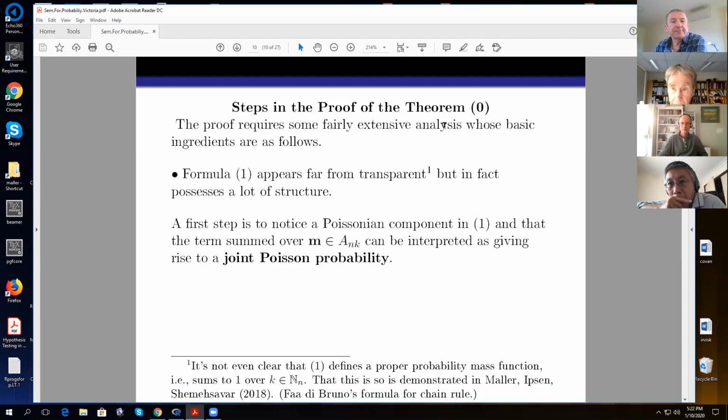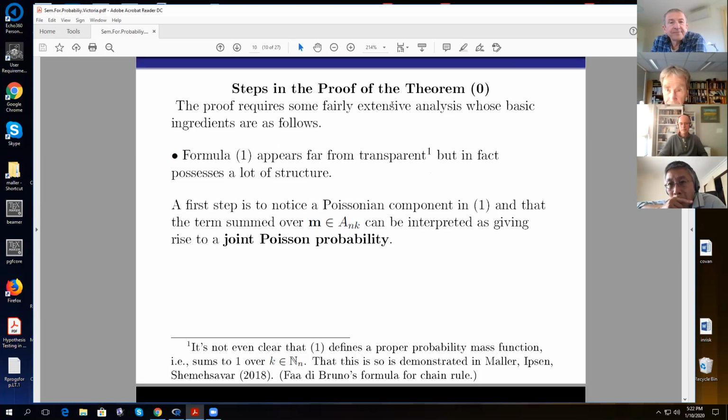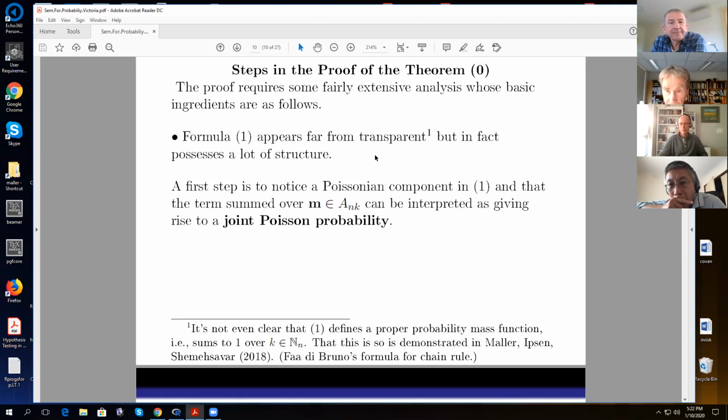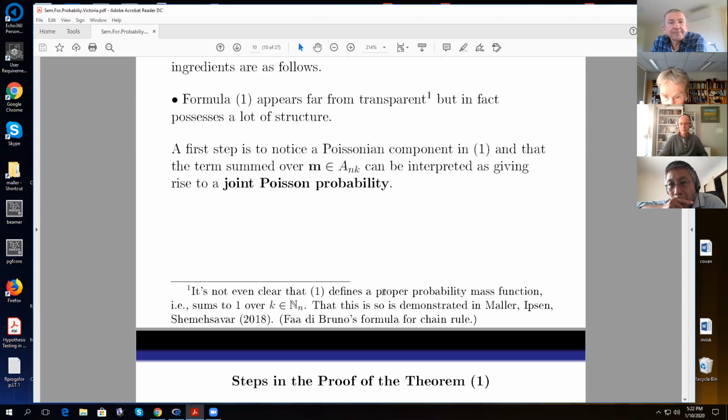Steps in the proof of the theorem. Excuse me. My only excuse for going through some of this technical detail is to show you how we will arrive at this Dickman function. The proof requires some fairly extensive analysis. Formula 1 appears far from transparent. I think you'll agree with that. It's not even clear that 1 defines a proper distribution.